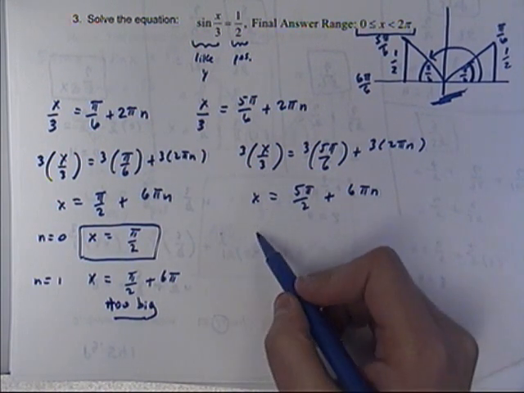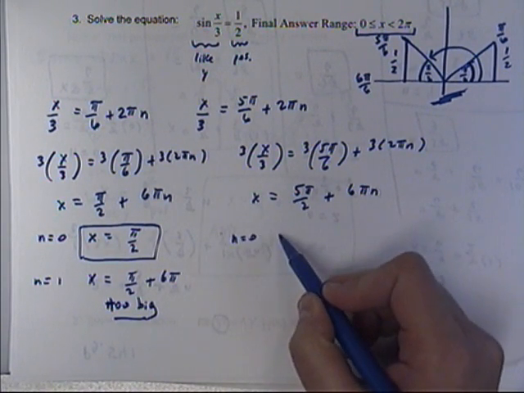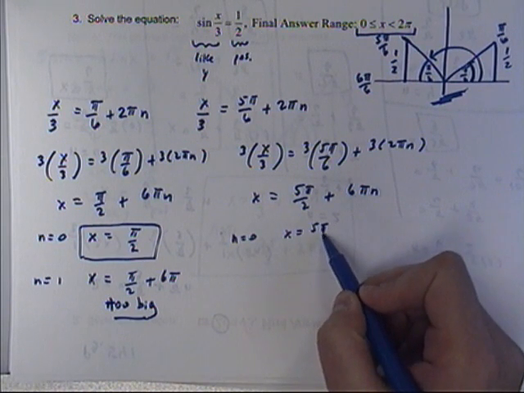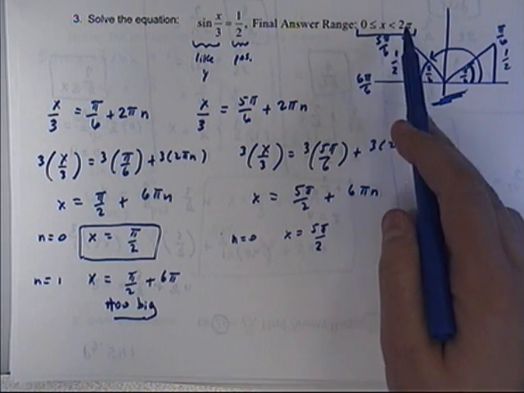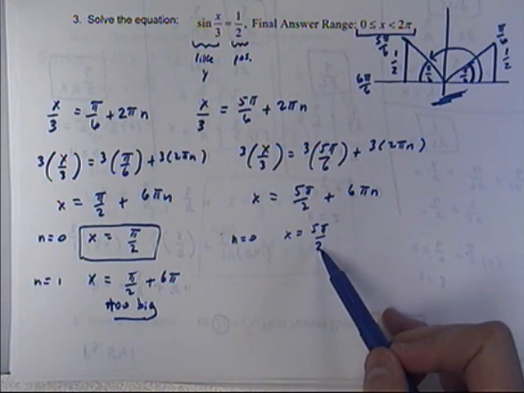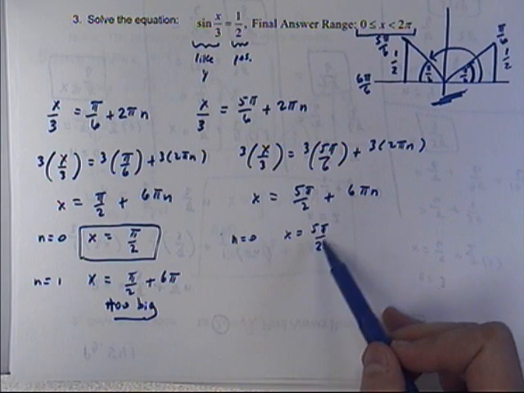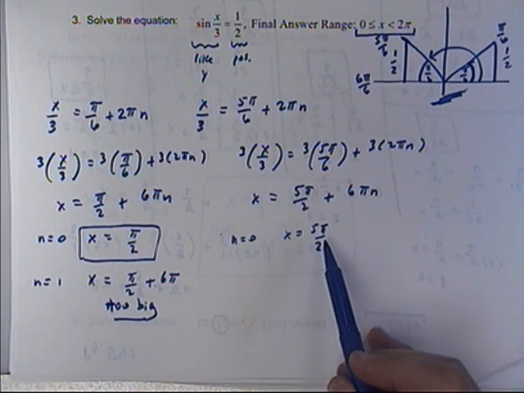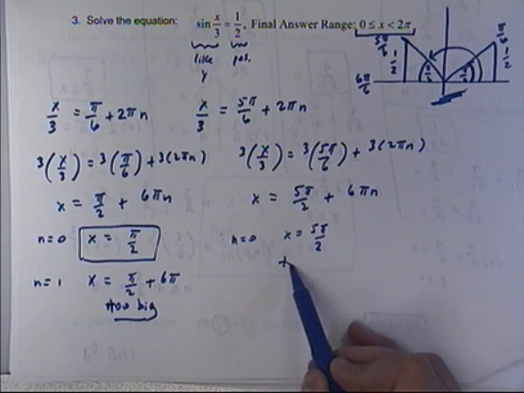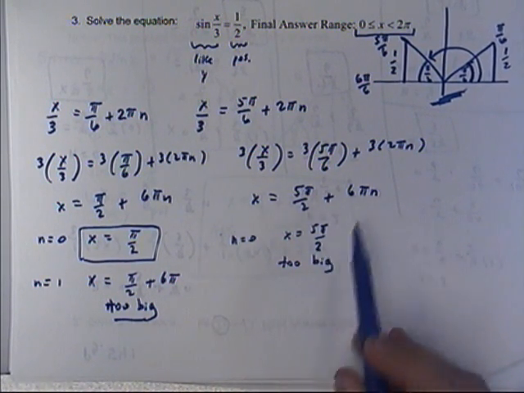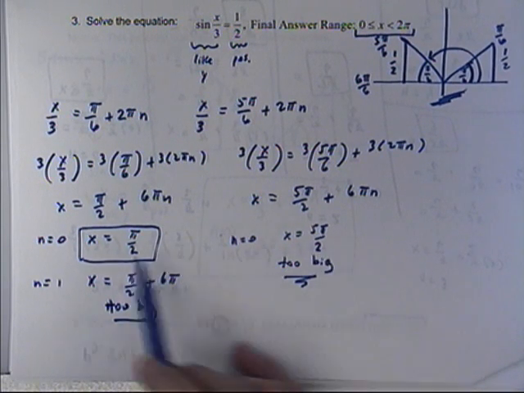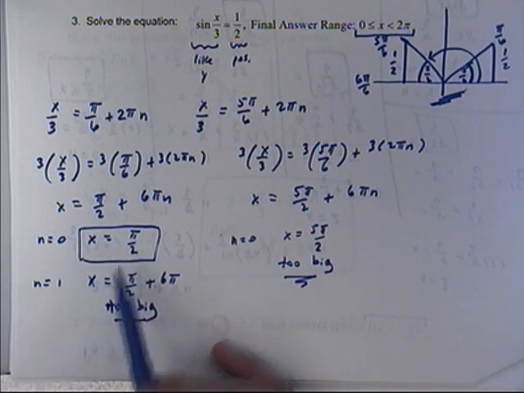How about this one over here? If n equals 0 over here, we get x equals 5 pi over 2. Now, is that within the margin here between 0 and 2 pi? No. 5 pi over 2 is bigger than 4 pi over 2, because 4 pi over 2 is 2 pi. So already the first answer doesn't work. So we're going to have to say that that's too big and that there are no answers that come from this position on the circle. So there's really only one answer, x equals pi over 2.